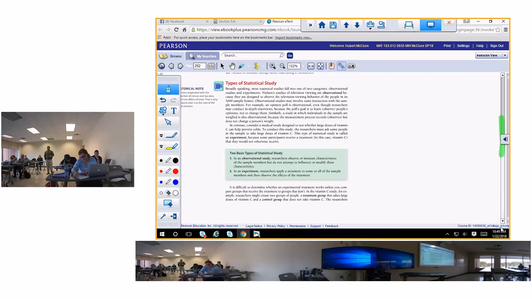Versus an experiment. Let me give you another example of observation. How about a mouse in a maze? Is that an observation or is that an experiment? It's an experiment. Actually, it's an observation. Why? Because what do you do? Just watching it. You just sit there and watch it, and you time it.